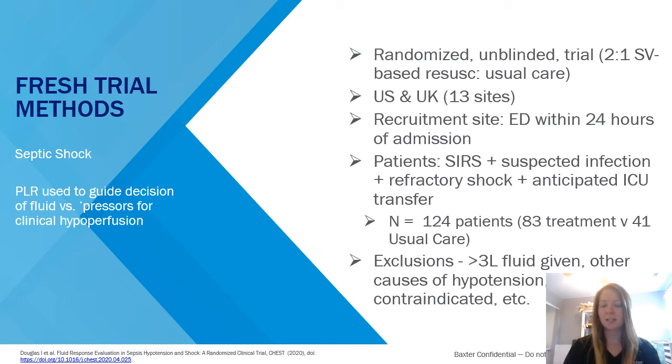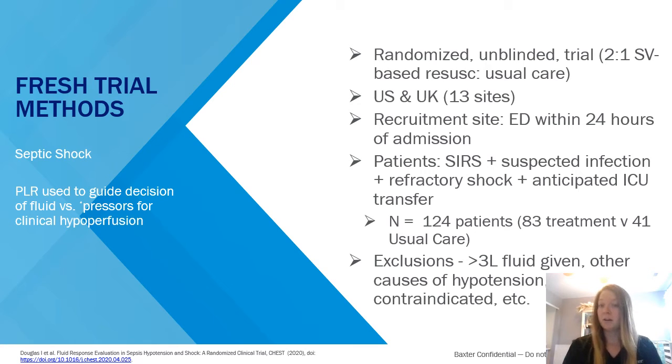Now, the FRESH trial methods. This looked at septic shock patients. They also were looking at a passive leg raise to guide decisions on pressors versus fluids for clinical hypoperfusion. So this was a randomized trial, unblinded. There was a 2-to-1 ratio, so double the amount of patients in the stroke volume guided resuscitation group versus the usual care group. This occurred in 13 different sites between the US and the UK. The recruitment site was the ED, and of course we wanted those patients to then follow to the ICU. And they used the SIRS criteria with a suspected infection.